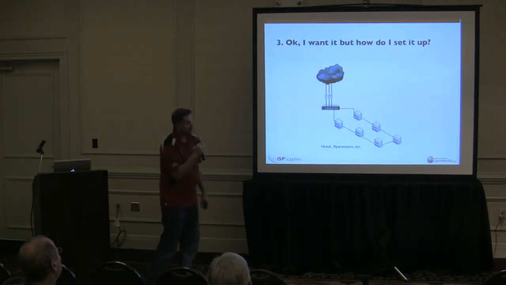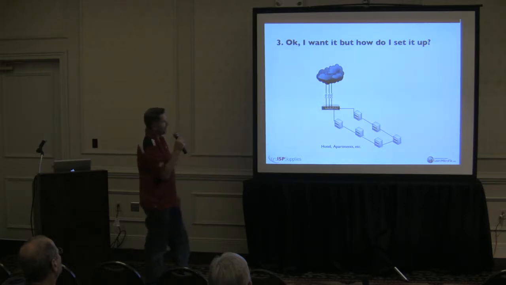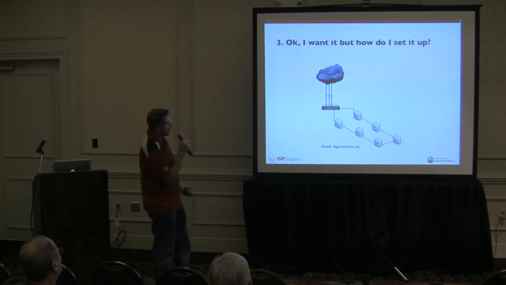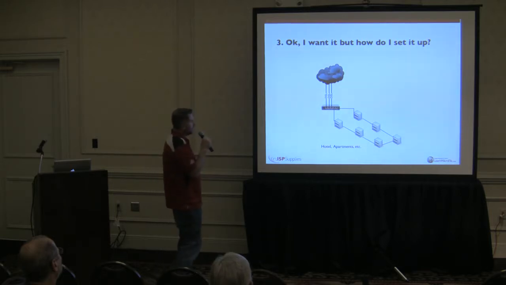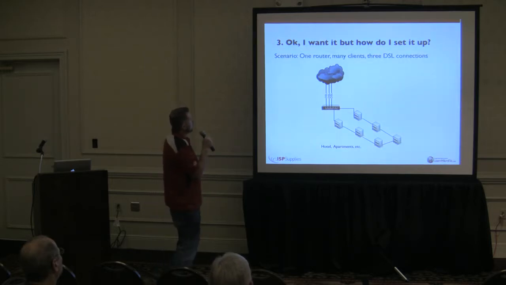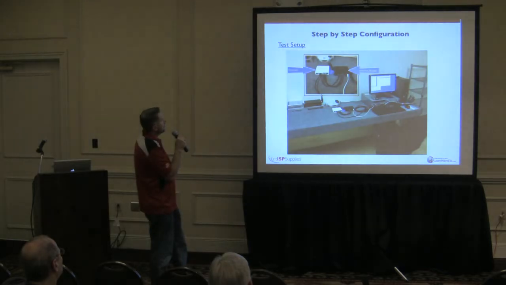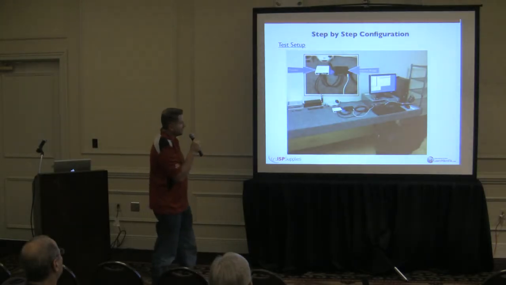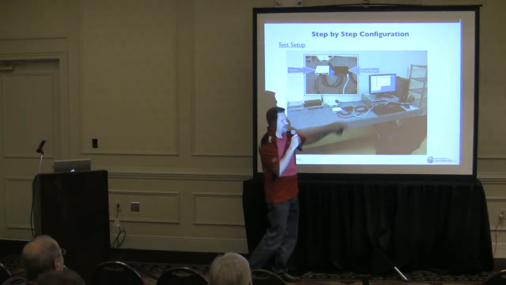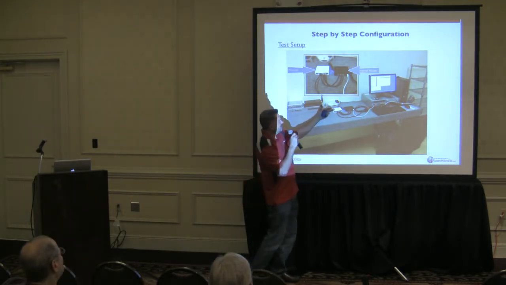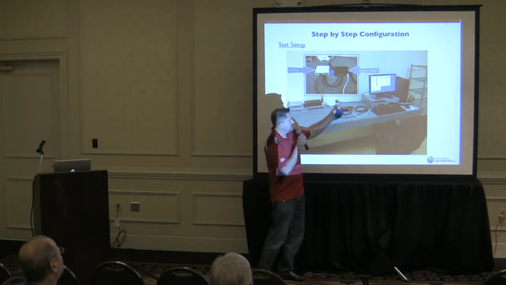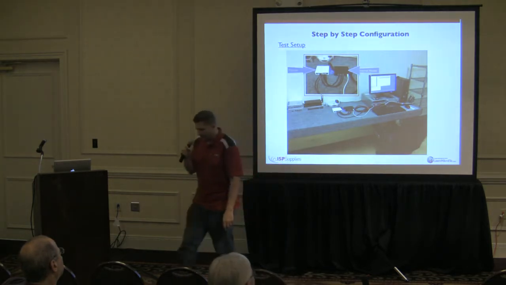Okay, number 3, I want to set it up, but how do I do it? So here's our scenario again. We have the availability of 3 lower cost business class DSL connections, and we have a single router. 1 router, many clients, and so we simulated that for purposes of this presentation in our lab using a RouterBOARD 750 and a 450. In this case, the 750 acted as the service provider, and the 450 is the router that's going to be doing the load balancing.